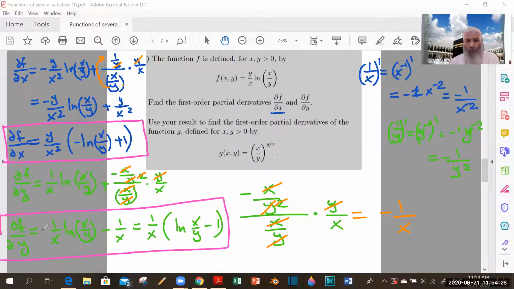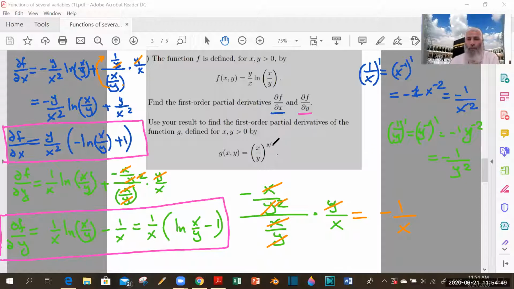Now we did this and this. Now, use your result to find the first order partial derivatives of the function g, defined for xy greater than 0, g of xy equals x over y to the power y over x.